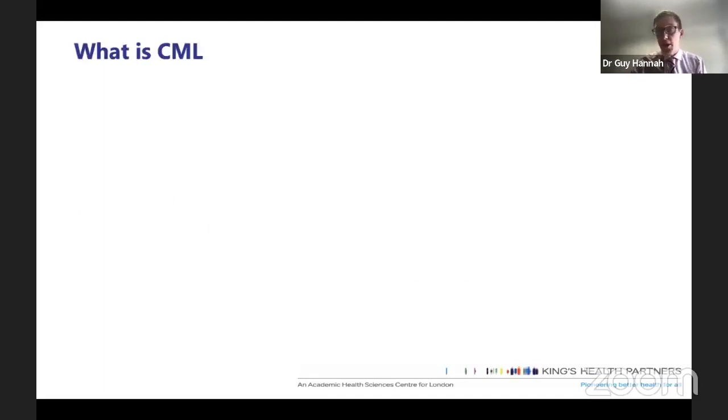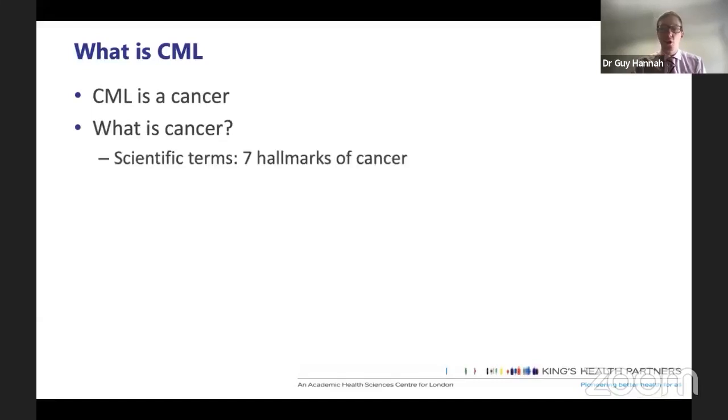So what is CML? Hopefully this won't be news to anyone, but CML is a type of blood cancer. If you've been diagnosed with CML and someone hasn't told you that, that's not ideal, but it is a type of cancer. But as you hopefully know, it is a type of chronic cancer that is well controlled. This is what we tell people when they're first diagnosed. But what is cancer, more importantly? You can look at it in scientific terms and go through lots of papers and find the 7 hallmarks of cancer that define what makes cancer or a neoplastic process.